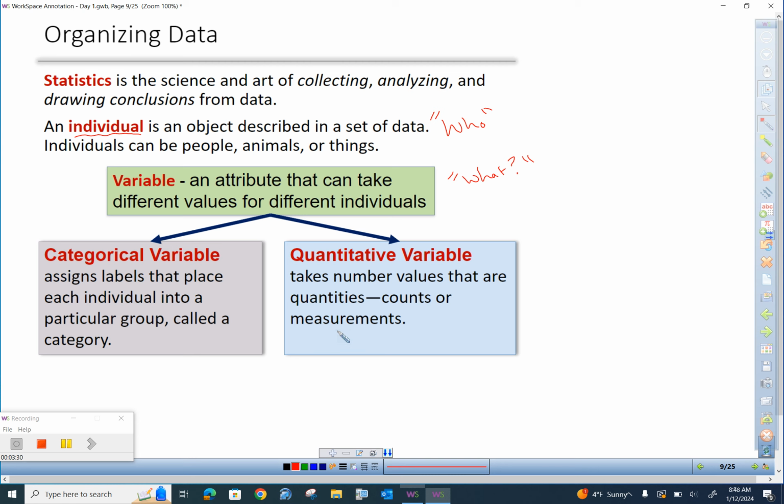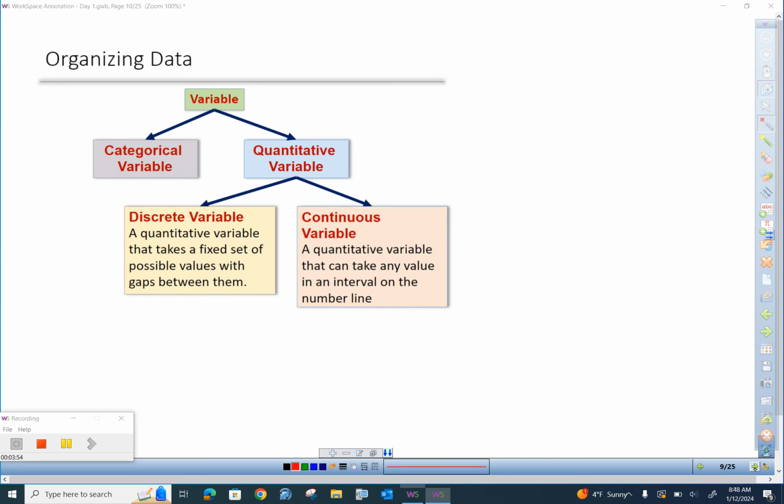Okay, and we're going to talk about these in terms of examples, but that then splits off into two more distinctions. We could have a discrete quantitative variable. That's something that is fixed. This, when we talk about it, is a count. Oftentimes when we talk about discrete, it's just a frequency value, and a lot of times this is going to show as a whole number. A continuous variable is a measurement instead.